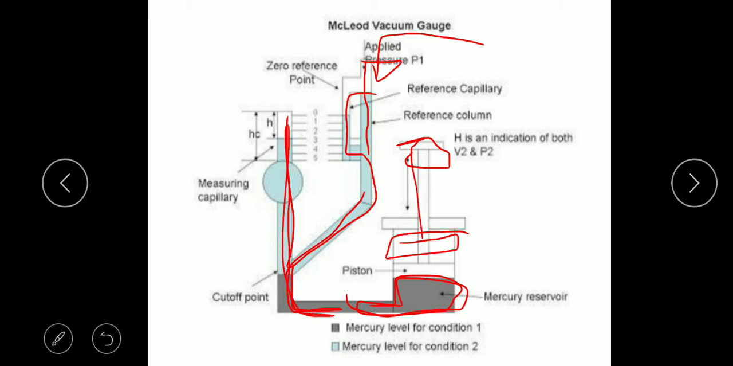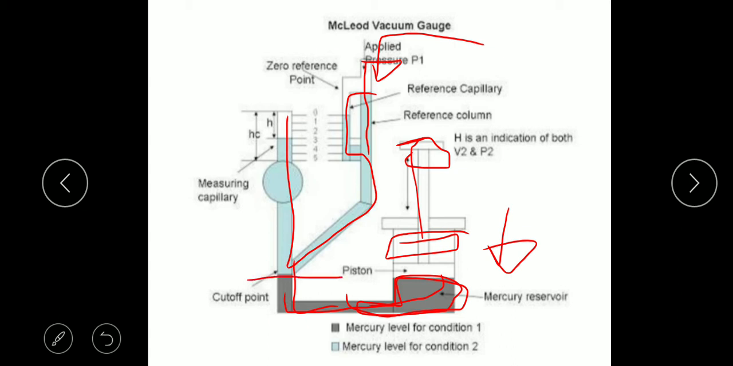Now what will happen? Our aim is to measure the unknown pressure. So how can we measure? We will apply some pressure onto this piston portion. Because of that the piston will move downward, the mercury present in the cylinder and piston will move forward, and that will move upward. Now come to this position.